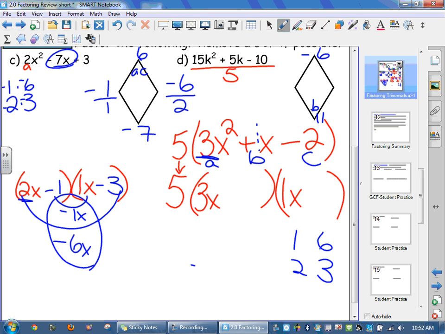So negative 2 and positive 3 go to my ways. Now I divide them by the 3 and 1. Who divides by 3? The 3. Good. And the 2 divides by the 1. All right, so I'm going to get a plus 1 and a negative 2. And again, check your smiley faces. And yes, it'll work out. Okay? This concludes 2.0 factoring review.